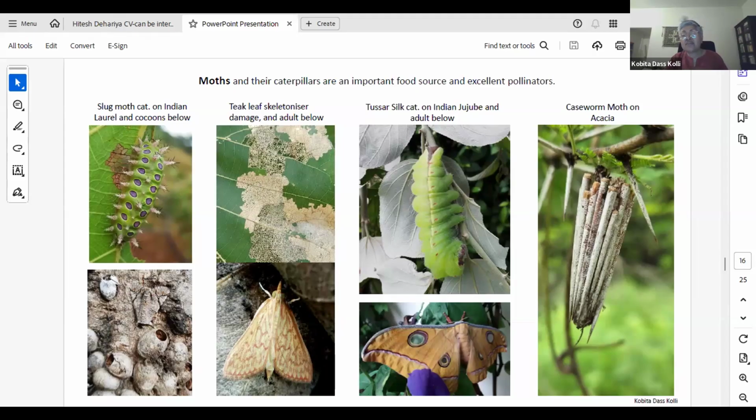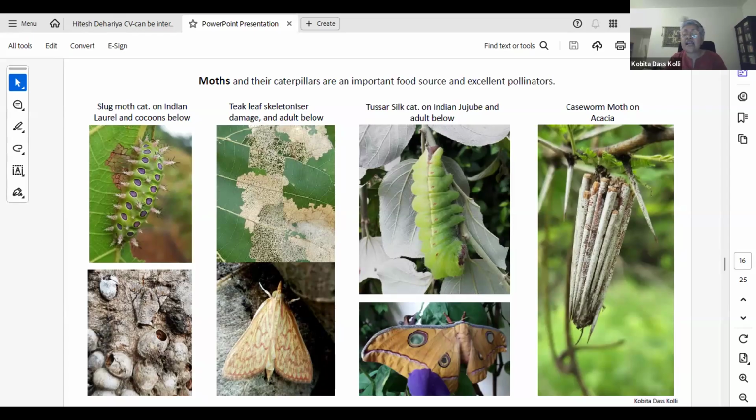Nevertheless, if you have had a few showers or in your moist area, then please do look out for caterpillars, cocoons, or even telltale signs of moth caterpillars. Like in the teak leaf, you'll see these patches, and you'll know that a teak leaf skeletonizer has been at work there. So you'll know that there's a presence of the caterpillar or the moth. So look out for them. If not visible, you can document just that.